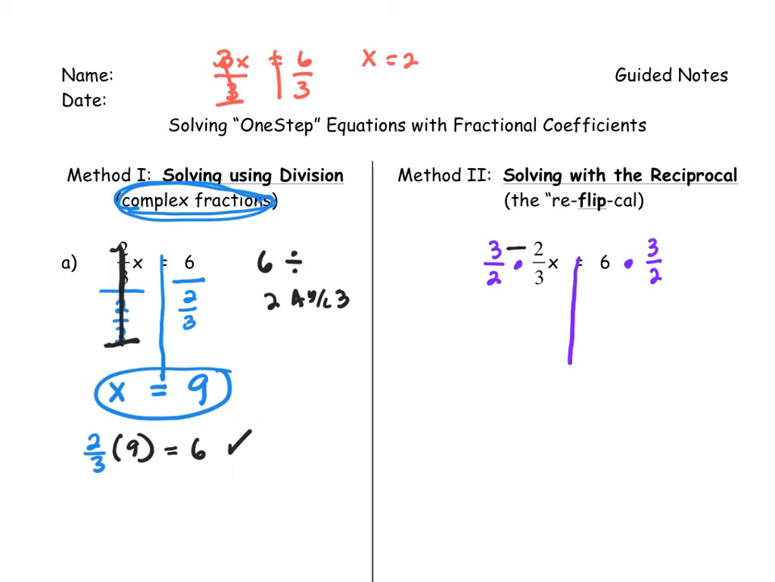Now I'm going to multiply straight across, and I'm going to get 3 times 2, which is 6. And then straight across, 2 times 3 is also 6.